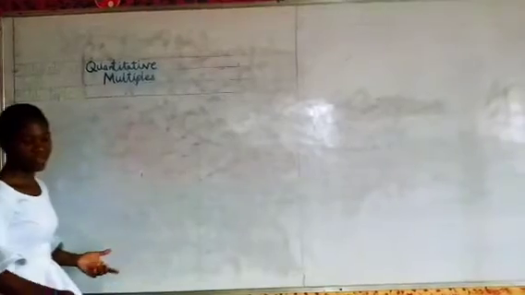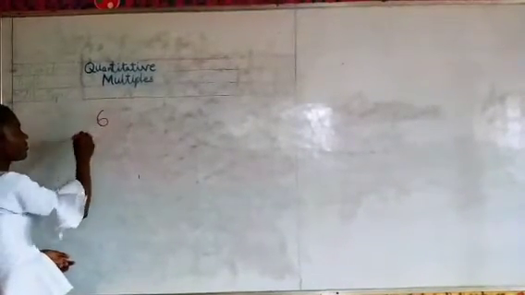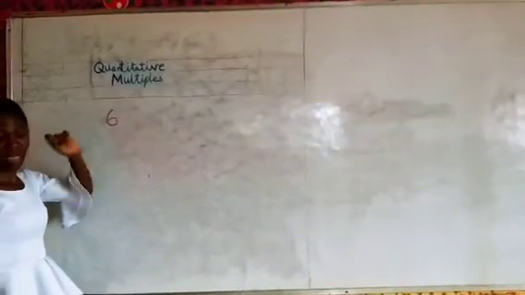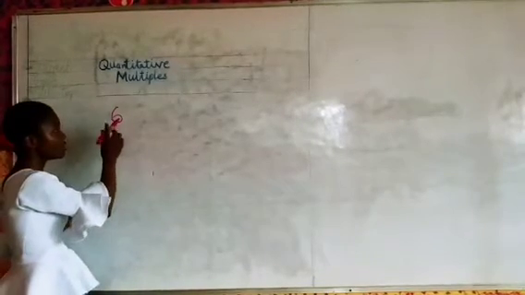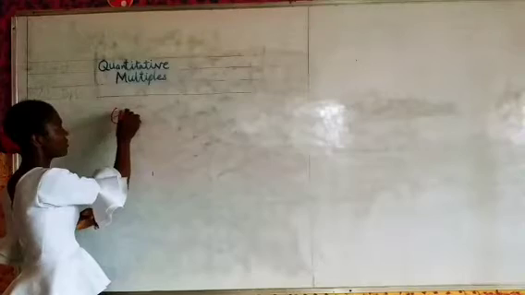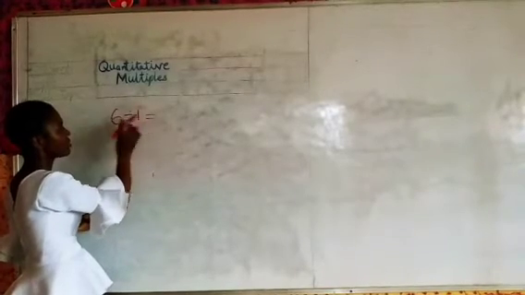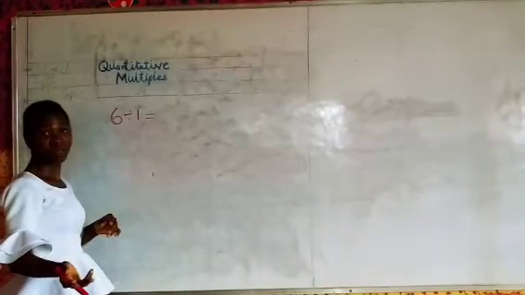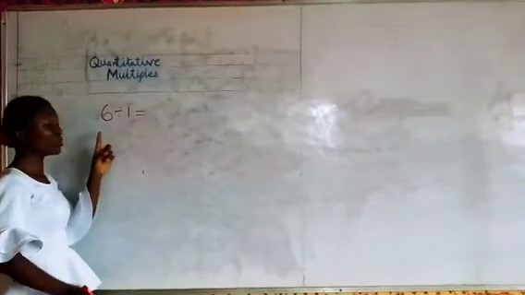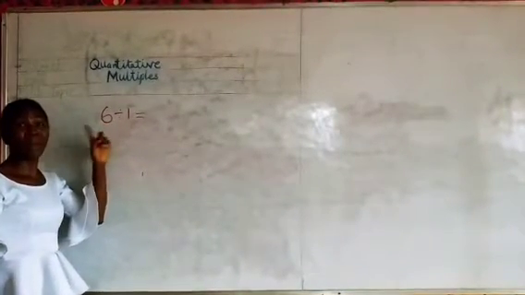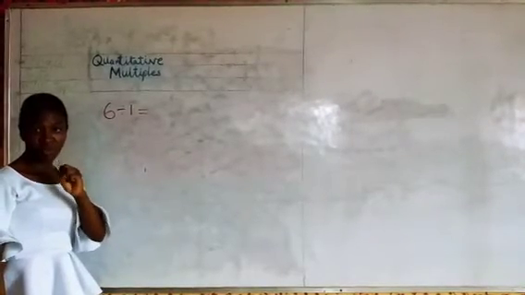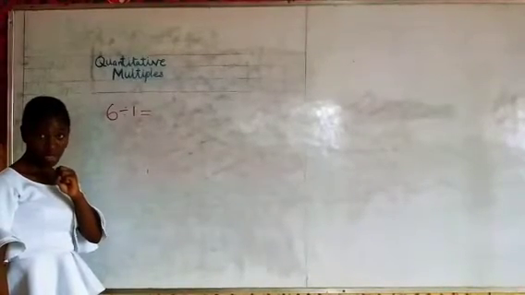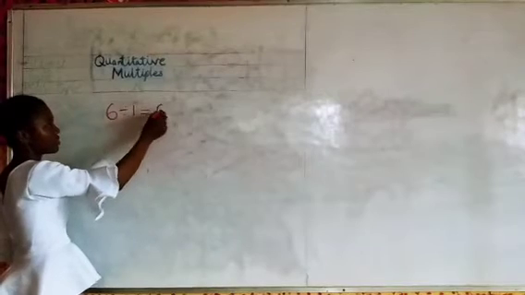Okay, say you're given 6 to look for the multiples of 6. How do you do that? Alright, so we are going to divide 6 by 1. 6 divided by 1, what will it give me? Remember, all the numbers you are going to be using to divide 6 must divide 6 without remainder for you to get the multiples of 6. Is that okay? Alright, so this gives me 6, right?